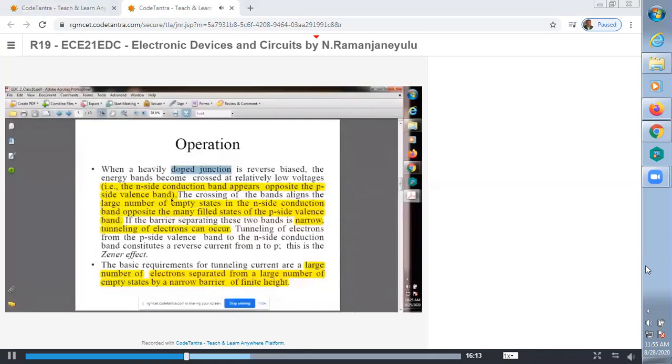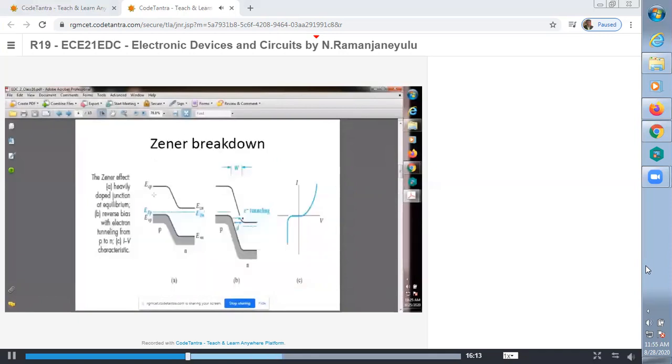Now what is the first one? The first one is the heavily doped PN junction at equilibrium condition. This is the Fermi level here. This is the valency band, this is the conduction band. This is for the P-side. Similarly for the N-side, this is the valency band and this is the conduction band. This is under equilibrium condition. Now when we apply a large reverse voltage, observe figure B, large reverse voltage.